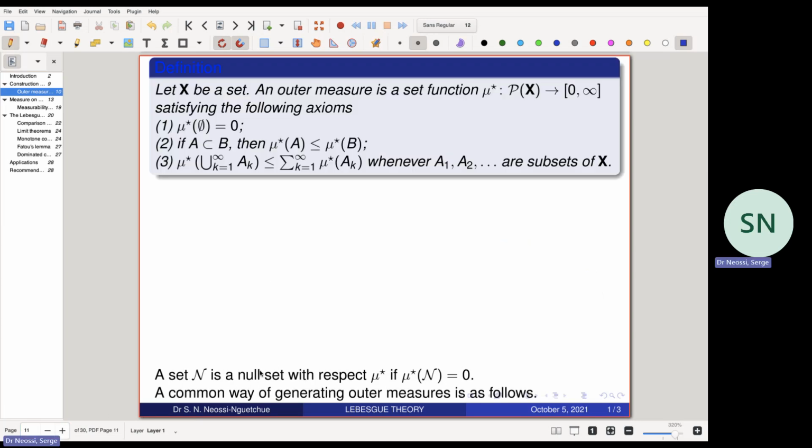So, first definition, we define what is an outer measure. Capital X here denotes a non-empty set. We will define mu star, a mapping from the power set of X into the closed interval 0 to infinity, meaning that it contains infinity. So mu star can take the value infinity.